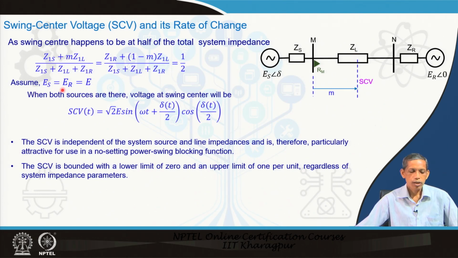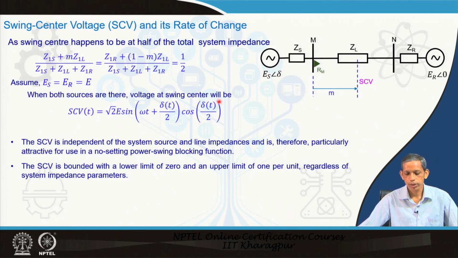So, if we assume ES equals ER equals E, the same voltage for simplicity, then the swing center voltage at any instant of time t becomes equal to root 2 E sin(omega t plus delta t by 2) cos(delta t by 2). Both these sources are superimposed, whatever voltage is obtained at the m point, and with the relation of half and algebraic manipulations, we combine this side source and that side source, add them, and we get the voltage to be root 2 E sin(omega t plus delta t by 2) upon cos(delta t by 2).